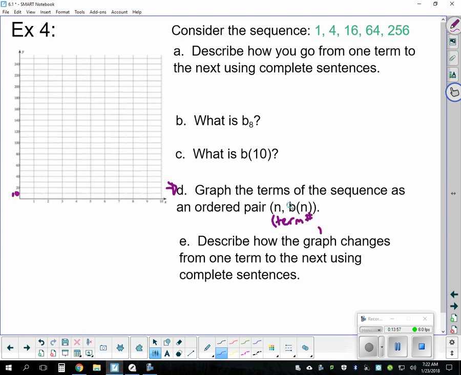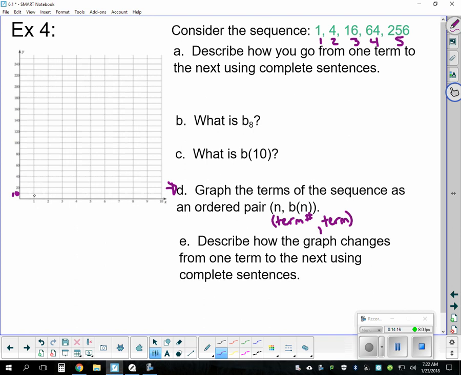And then B of n means we're talking about this sequence, we're calling it sequence B, and B of n is the actual term that's there. So these are our terms. Our term numbers would be 1, 2, 3, 4, 5. So X's are purple, Y's are green. So 1, 1 would be our first one.